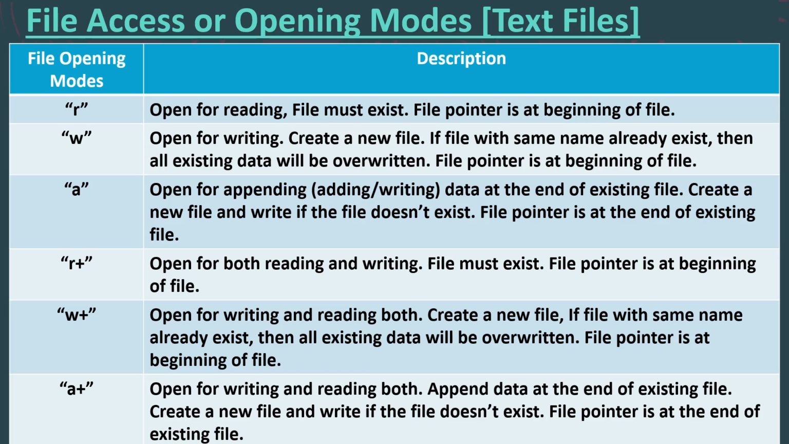Then r+ is a mode in which both reading and writing are possible. In that case also the file should exist and the file pointer will point to the beginning of the file. And in w+ mode also the file will be opened for writing and reading both, and it will create a new file if the file is not present. Otherwise, if the file exists, then the existing data will be overwritten and the file pointer will point at the beginning of the file. Similarly, another mode is a+, in which the file will be opened for writing and reading both, and here the data will be appended at the end of the existing file. And it will also create a new file if the file does not exist, and the file pointer will point to the end of the existing file.